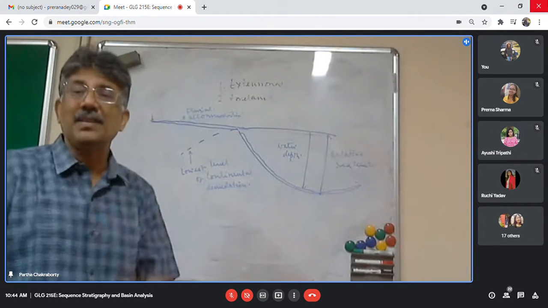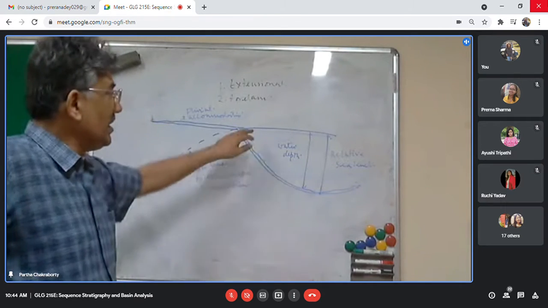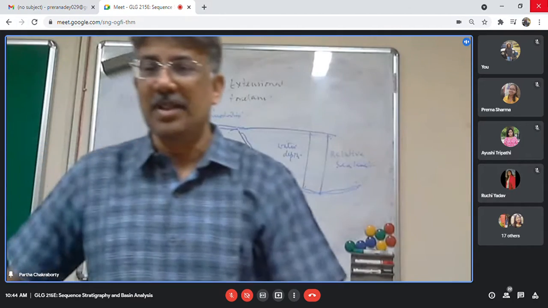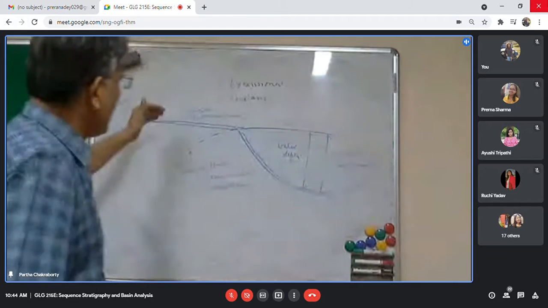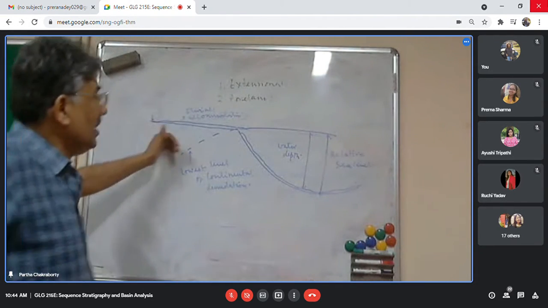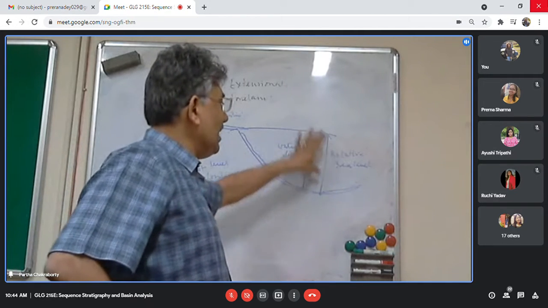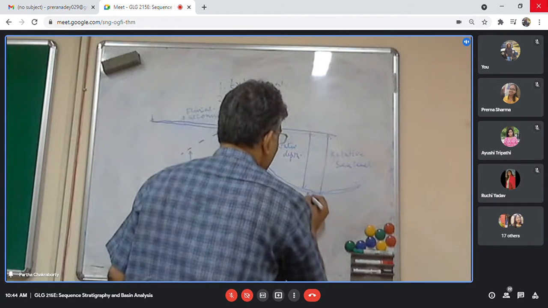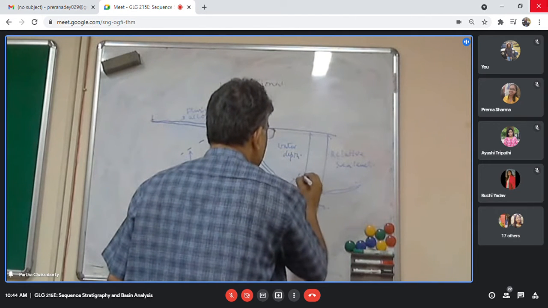So what is the base level in case of the continent? In case of the continent, there is the same base level, which finally is defined by the water table. This water table controls the lowest level of denudation in the continental part. In the marine part, I have already discussed this. What is the water depth? What is the relative? So this is this plane, which is actually a datum, and this is actually a sea floor.